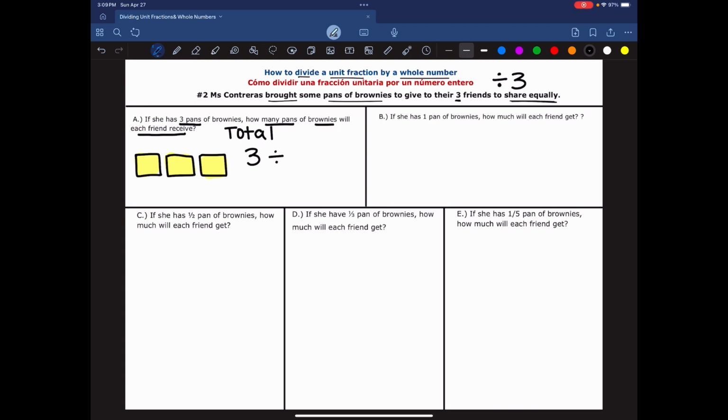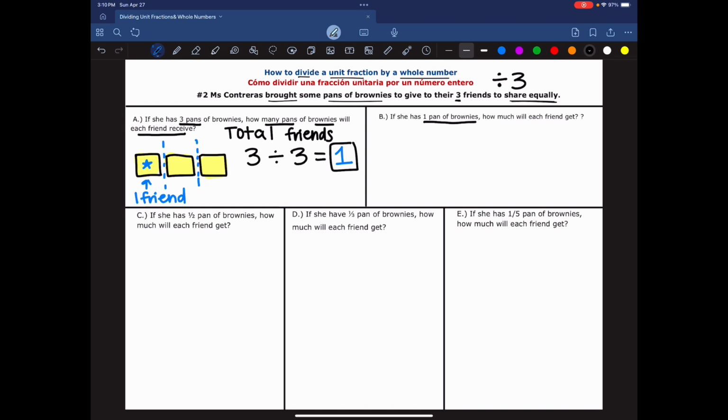I'm dividing 3 pans of brownies by 3 friends. Next, partition each pan into 3 friends. Each of my friends will receive 1 pan of brownies because 3 pans divided by 3 friends equals 1.